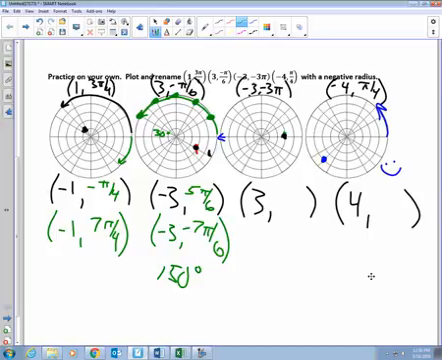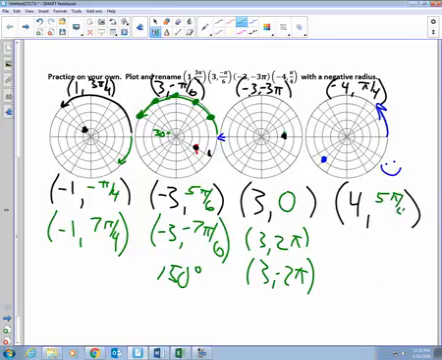Okay. All right, this one's easy. I would just call it 3, 0, or 3, 2 pi, or 3, negative 2 pi. Any of those would work. And then we're going to do a positive 4. So you're going to go 4, 5 pi over 4, or 4, negative 3 pi over 4. Yes, this does come back to the units or your knowledge of the degrees of freedom.